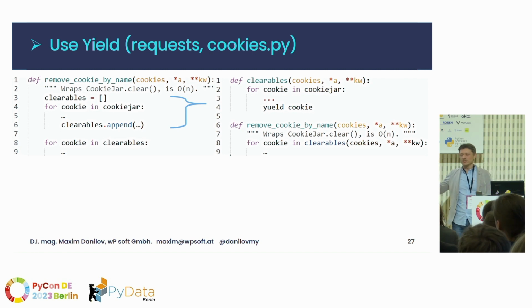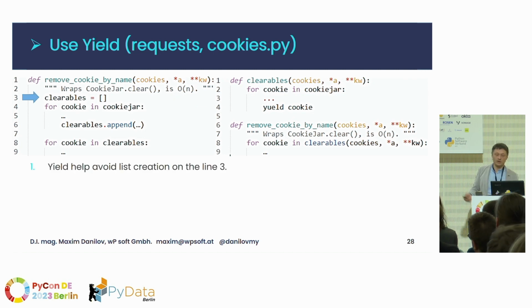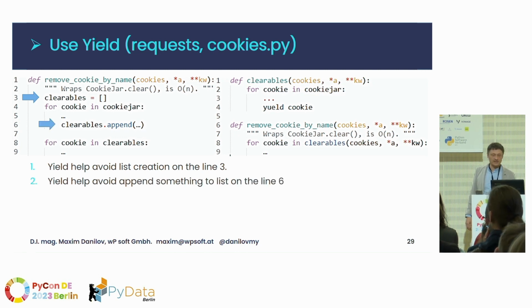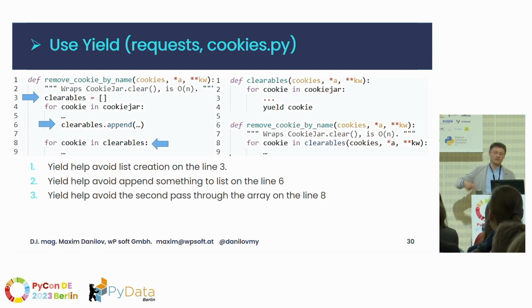And this is really important. A generator we can use only in iteration. If I use it somewhere else, it simply doesn't work. And what I want to make better in this requests cookies.py: at first, I can avoid the list declaration. Second, I can avoid appending values to this list. And lastly, I want to avoid a second pass through this list.